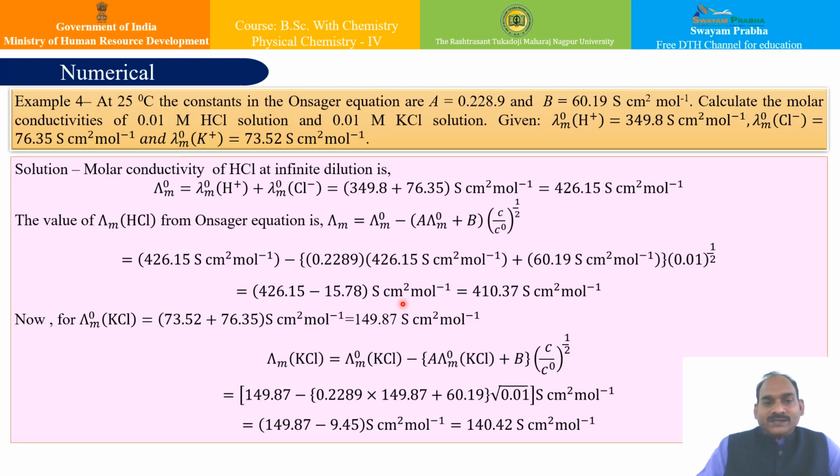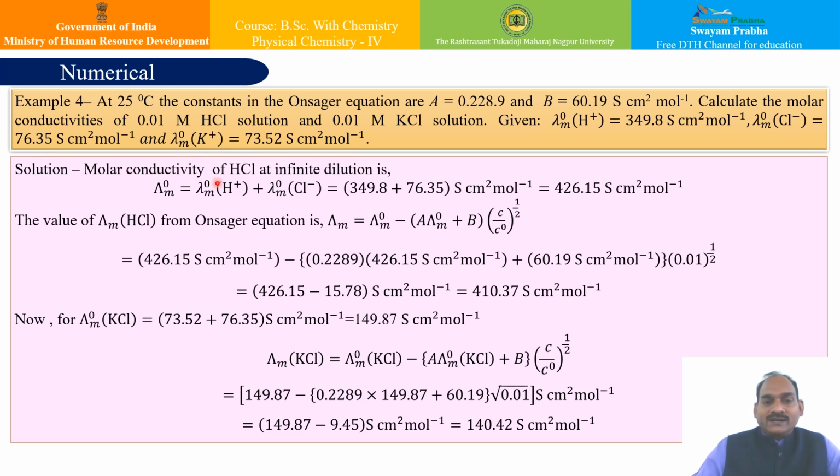I can take one numerical. Numericals are the best way to understand concepts, and therefore we have taken numericals at very regular intervals. Say at 25 degrees centigrade, the constants in the Onsager equation are A equal to 0.2289 and B equal to 60.19 Siemens centimeter square per mole. Calculate the molar conductivities of 0.01 molar HCl solution and 0.01 molar KCl solution. The limiting ionic molar conductivities are given here, and the notations are given like this.